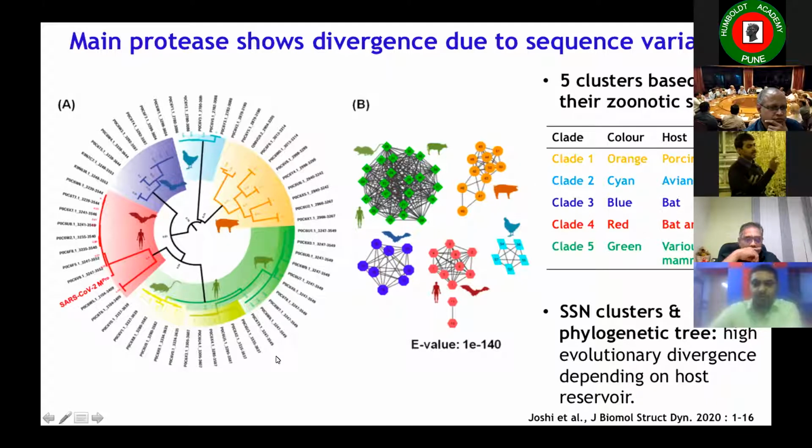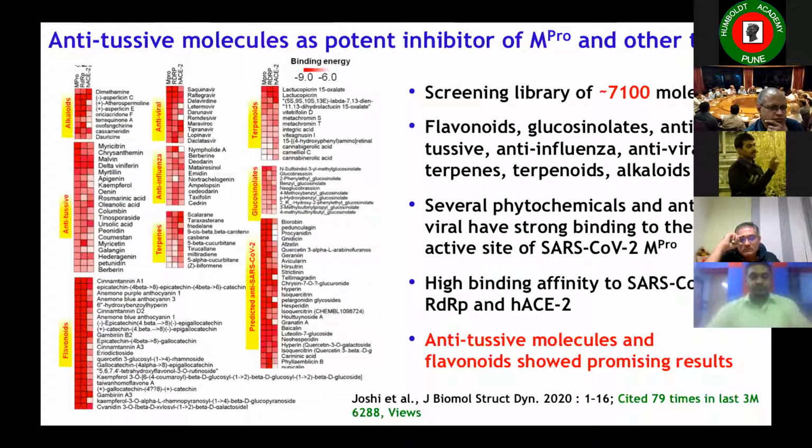And these proteases actually have a very conserved domain. So that means if you develop a molecule against such a nice target, it could have multiple applications. We have a library of more than 5,000 molecule structures, and we added a few of them, and we screened more than 7,000 molecules. They include several plant metabolites belonging to flavonoids, glucosinolides, anti-tussive compounds, anti-influenza compounds, antiviral compounds, terpenoids, and alkaloids.